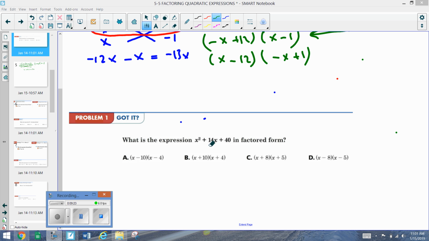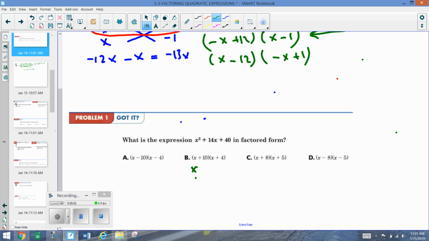What are the factors of this? What are the factors of those? Apparently, when you look at the answer choices, there are two choices. Let's try the 5 and 8 option first. 5 times 8, 40. That's good. But when you do cross multiplication, 5x plus 8x equals 13x. It's not this. That means these are not correct.